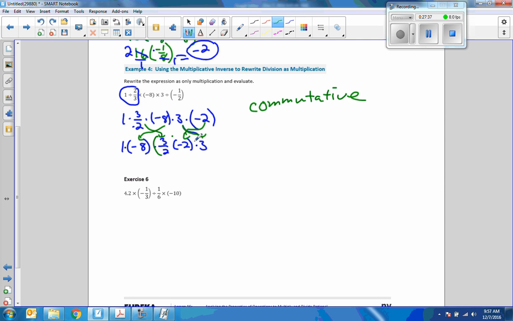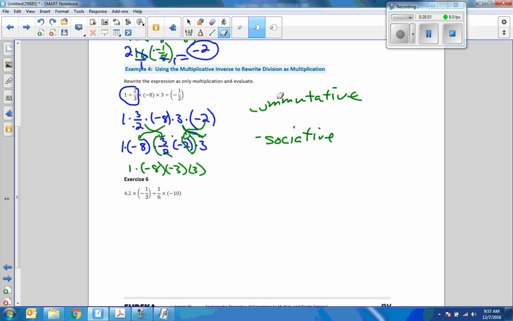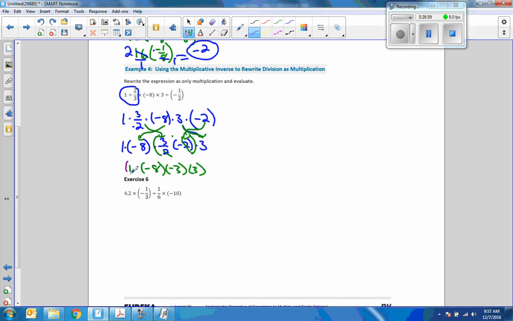And now we have this that we want to do first, and that's associative property of multiplication. The 2's are going to cancel. They'll become 1. 3 times negative 1 is negative 3, so now we have this. Okay? Now let me get these out of the way. So now I have 1 times negative 8. So I'm going to do this next, and that's just going to be negative 8 times negative 3 times 3.